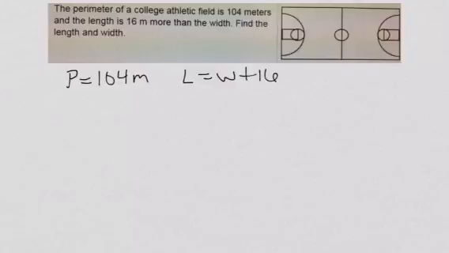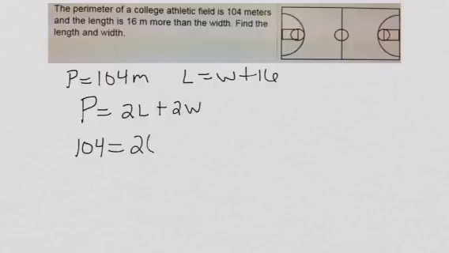Alright, now since we're talking about perimeter of a rectangular field, we know that perimeter is 2 lengths plus 2 widths. Now what we're trying to do is to get this linear equation all with just one variable in it. So we're going to substitute for the P and the L. We know again that P is 104. Now L is W plus 16. So wherever I see that L, I'm going to plug in W plus 16, plus 2W.